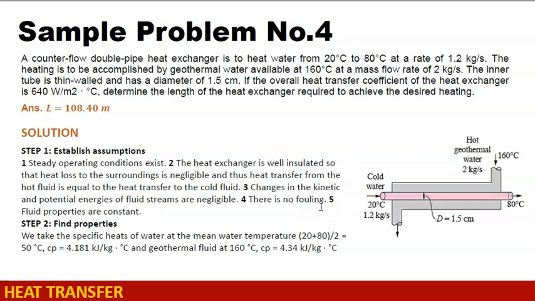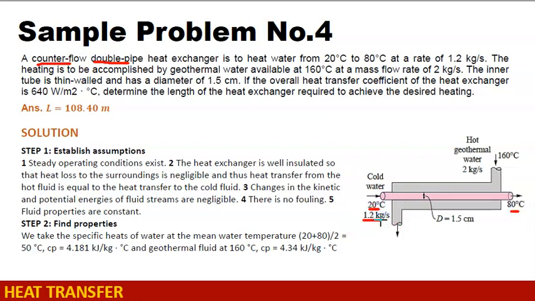Heat exchanger sample problem number 4. So for problem number 4, we are given a counterflow double pipe heat exchanger, which is used to heat water from 20 degrees Celsius to 80 degrees Celsius at a rate of 1.2 kilograms per second.